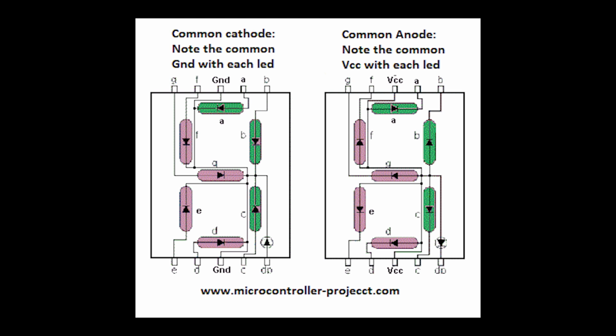The difference: in the CC version, all the LED segments share a negative connection, whereas in the CA, or common anode version, all segments share a positive connection.